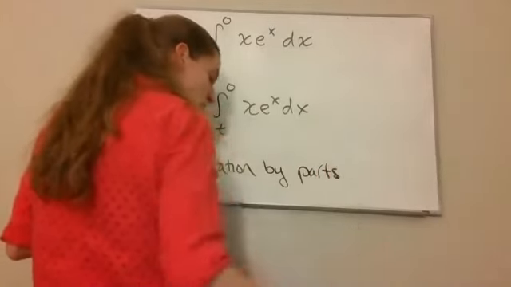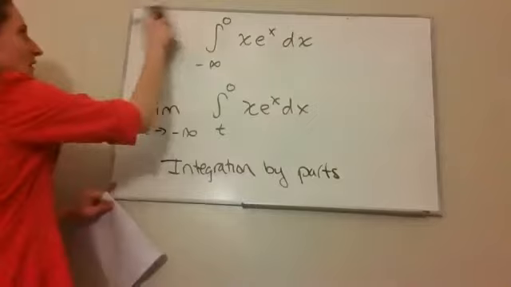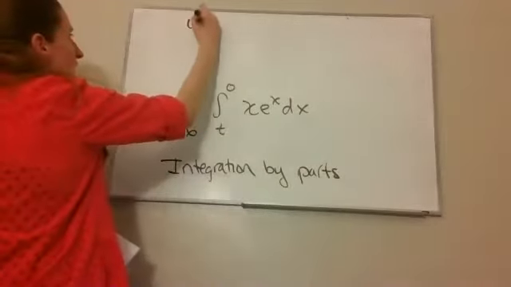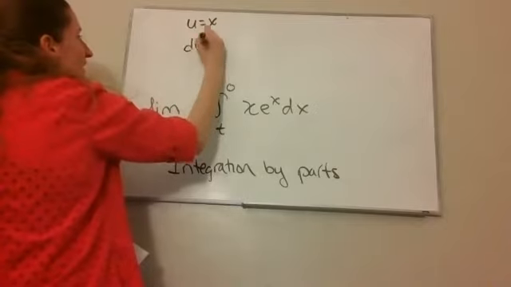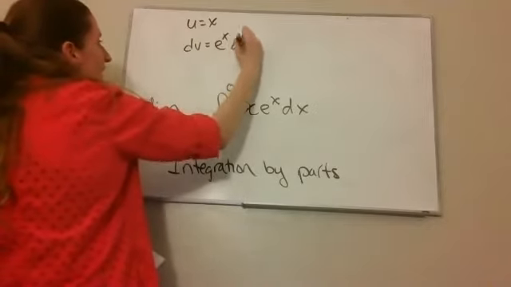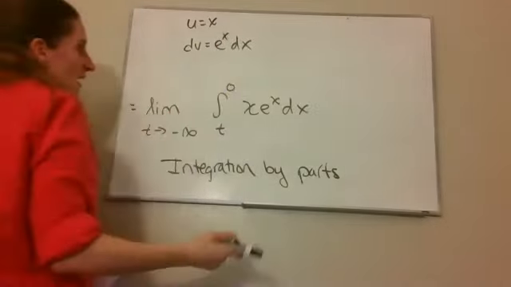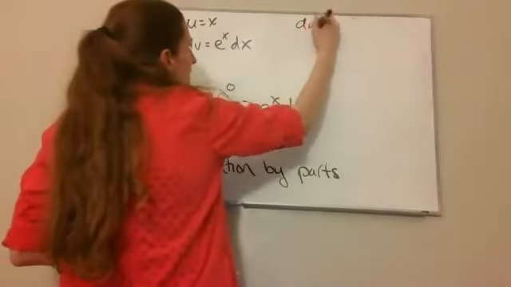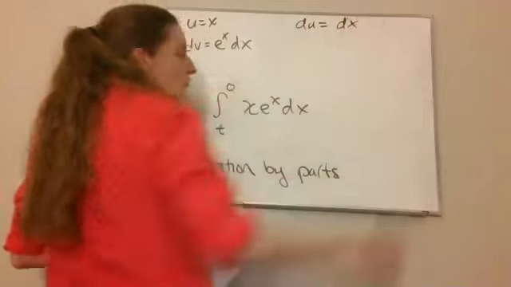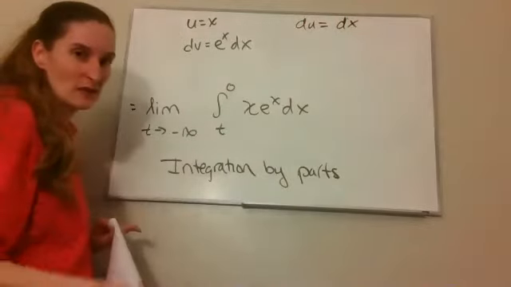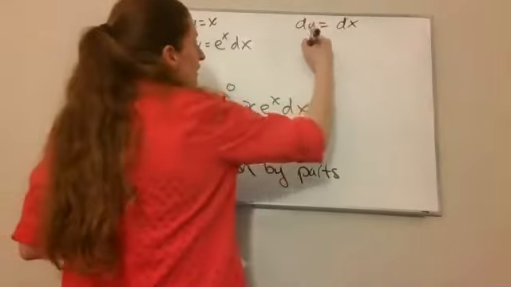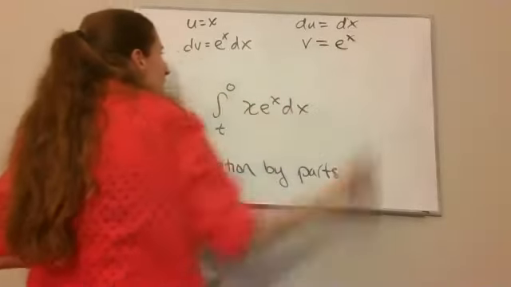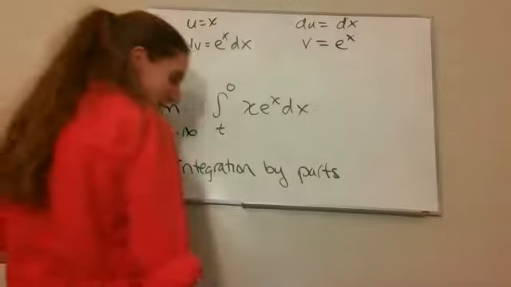So I need a u and a dv. I would pick u equals x and dv equals e to the x dx. I chose it that way because if I chose u equals x, well then my du becomes simpler. It's just dx. I got my exponent to get smaller. And if dv is e to the x, then v is also e to the x.